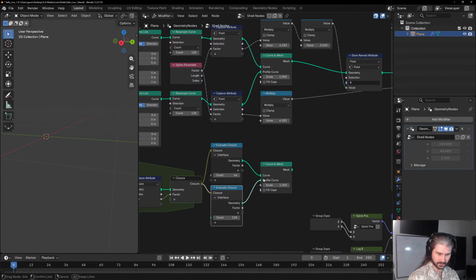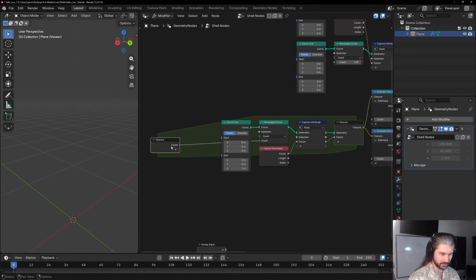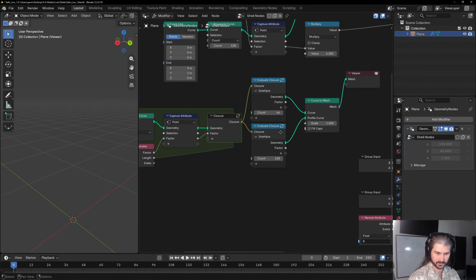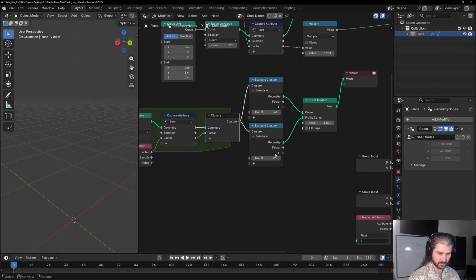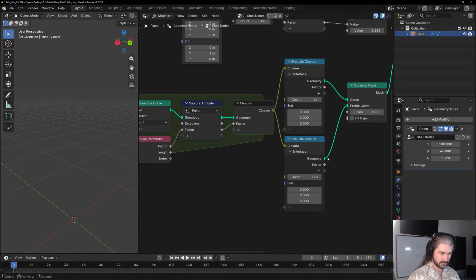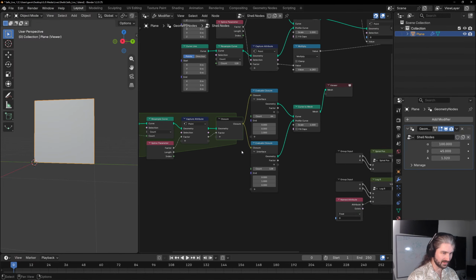If we just plug this into the curve to mesh node, I see some orange pixels here, but it looks like it's struggling. Maybe if I have the end vector so that we can, need to refresh it here. There we go. So now it's set to 0. We'll set that to 1. Okay. Yeah, no, that's cool.